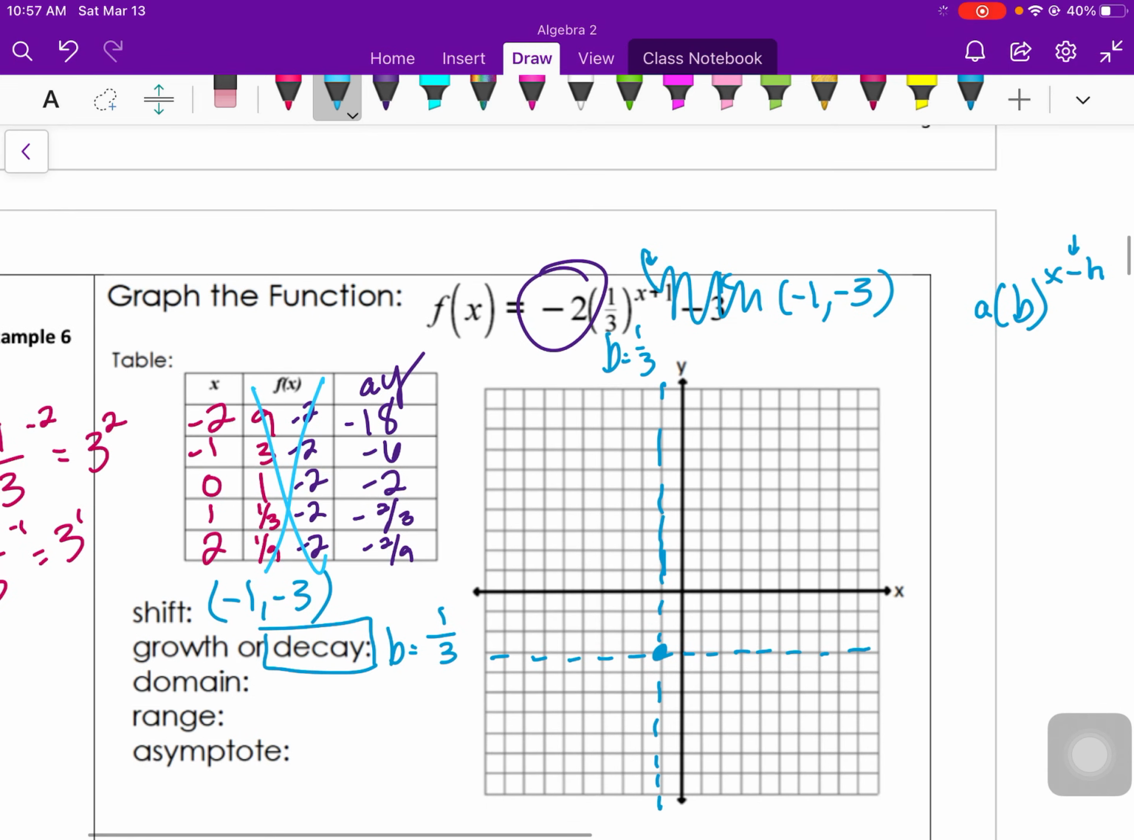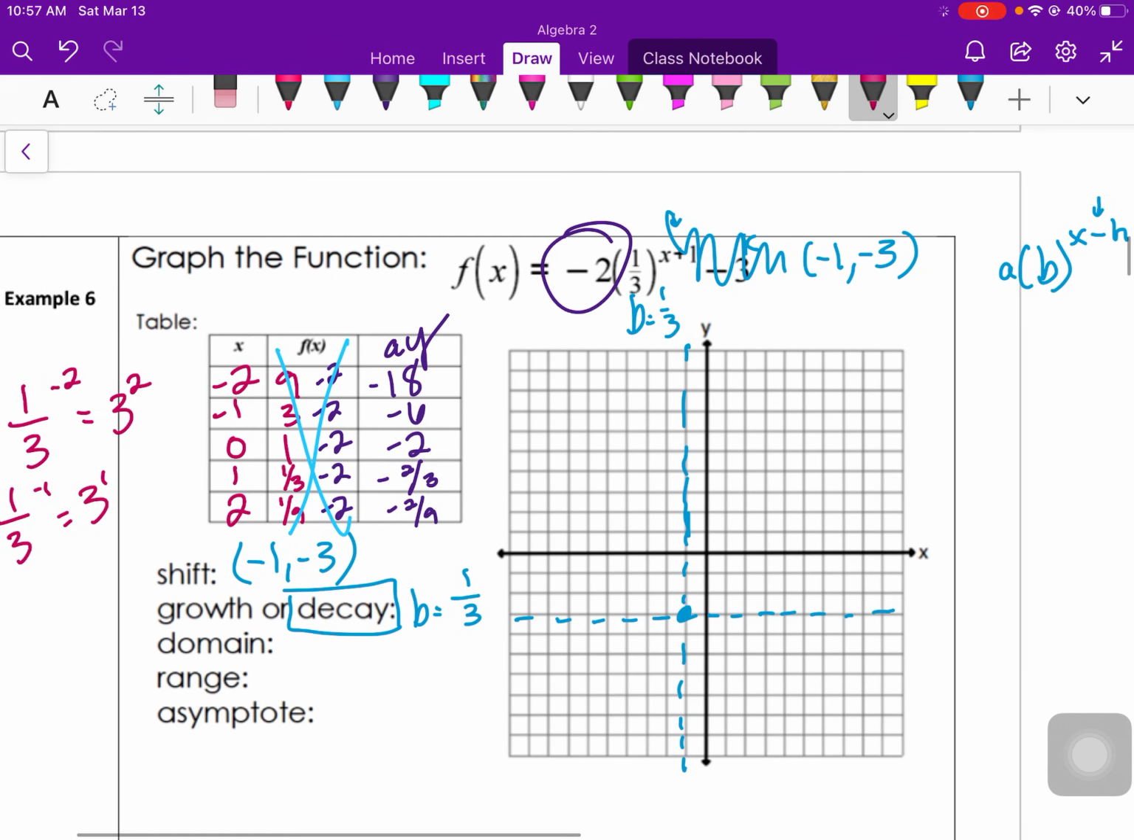I'm going to cross those guys off, and now I am starting at my blue dot. So I'm going to go to the left 2. Let's do green. I'm going to go to the left 2 and down 18, which is way off my graph. I'm going to go to the left 1 and down 6. 1, 2, 3, 4, 5, 6. 0, 1. Oh, and we can notice this is going to flatten off nicely, just like we want. Then I'm going to go +1 and down 2/3, and +2 down 2/9.